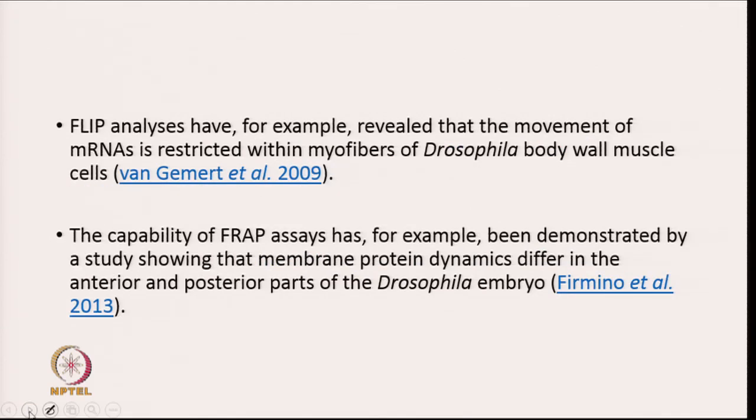FLIP analysis has revealed that the movement of messenger RNAs is restricted within myofibers of Drosophila body wall muscle cells. Similarly, the capability of FRAP assays has been demonstrated by studies showing that membrane protein dynamics differ in the anterior and posterior parts of the Drosophila embryo. So, there are several different applications of FLIP and FRAP available in the literature, and one of the major uses of these two techniques is to look at movement.